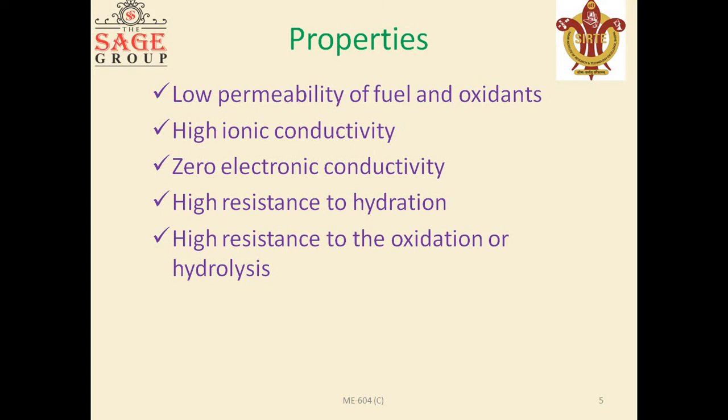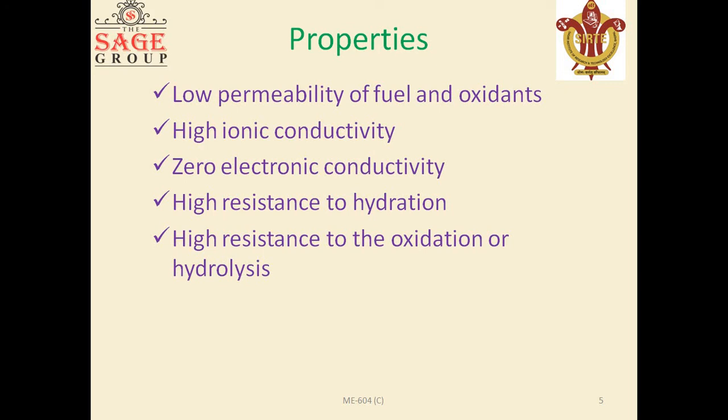Some of the properties of the electrolyte of an ideal cell are: low permeability of fuel and oxidant, higher ionic conductivity, zero electronic conductivity, high resistance to dehydration, and high resistance to oxidation or hydrolysis. These are the properties of the electrolyte of an ideal cell, and this cell is also called the ion exchange membrane cell.